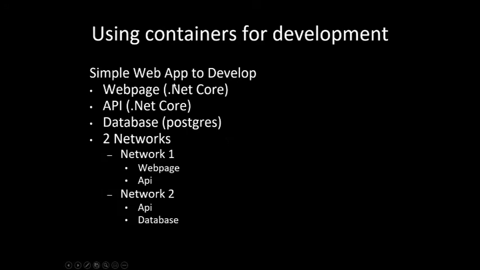So a simple web app that I'll go through as an example here: we have a web page, an API, and a database. And then we want two networks. We want network one, which is going to be part of the DMZ, and the web page and the API are both going to be accessible from there. And then network two is going to have the database, which is going to be behind the firewall. And you'll have the API as well. So the API will be shared, will have access to both networks. So I'll jump into a demo of that one.